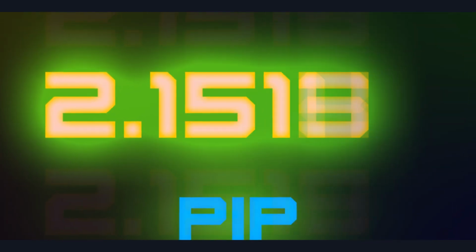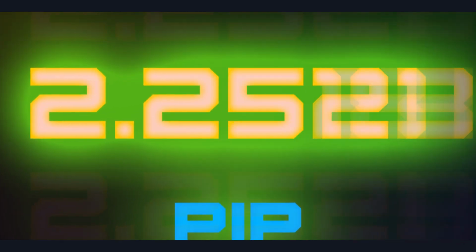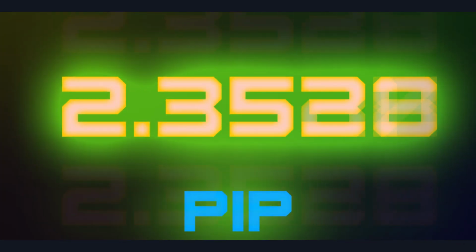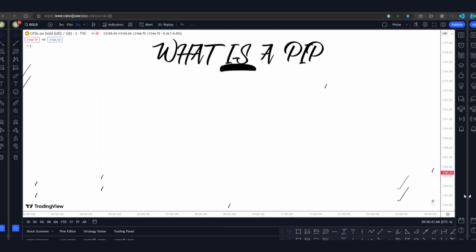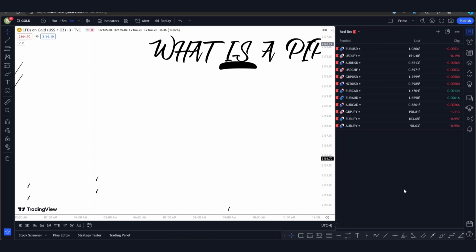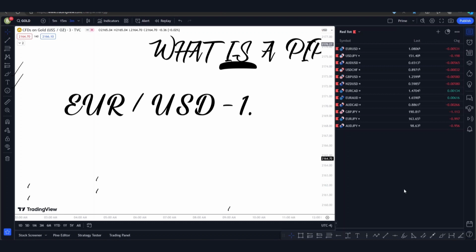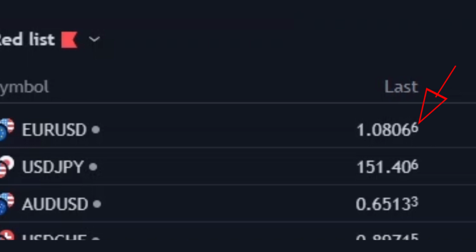Again, a pip is the smallest amount of movement in a currency pair that we care about as traders. So now, how do we identify what a pip is? Let's take a look at the euro dollar right now. The last price of the euro dollar is 1.0806, right? So let's put that down now. The euro slash the USD, 1.0806, and you can see on the number a smaller number as the fifth decimal number. You can see that, right?